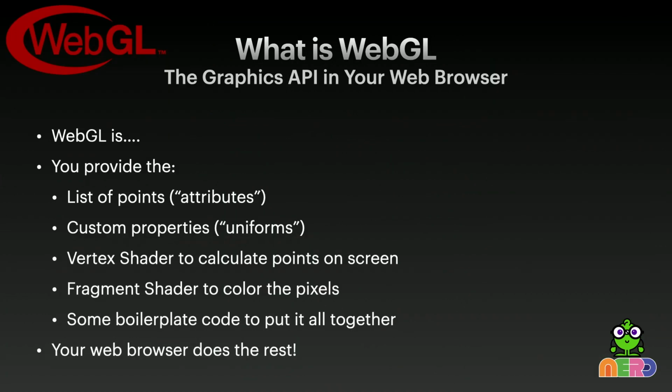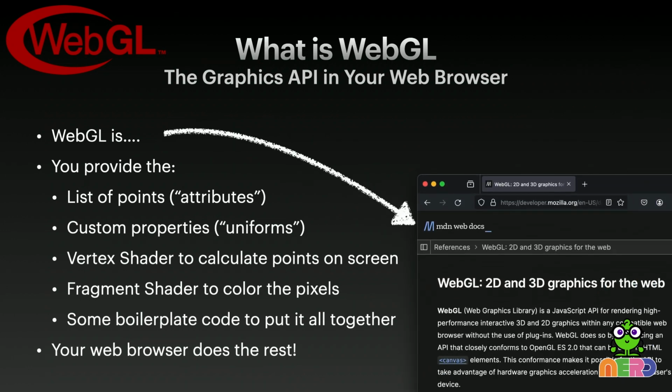So what is WebGL? It's a JavaScript API. Basically, you're writing JavaScript, and you're going to provide a list of points, let's say vertices, which are attributes. Some custom properties like uniforms. That might be the mouse position or the time, or really any input that just changes. But it's a single number or set of numbers, nothing huge like a list of points.